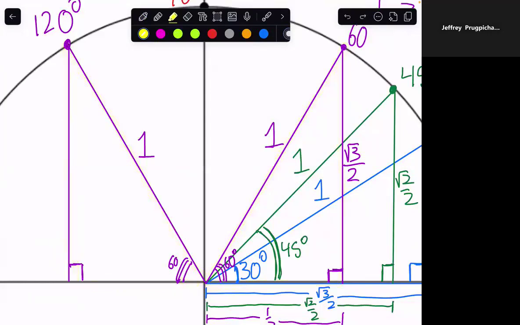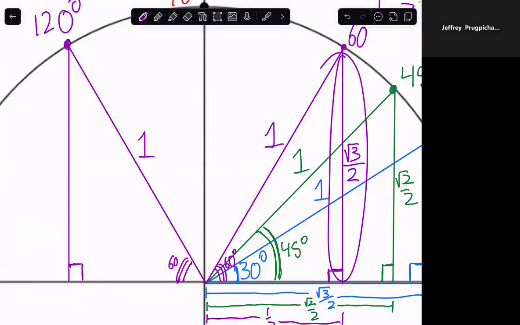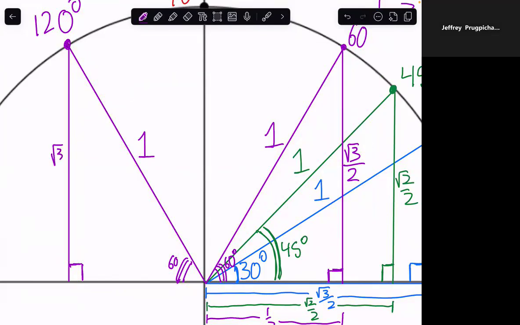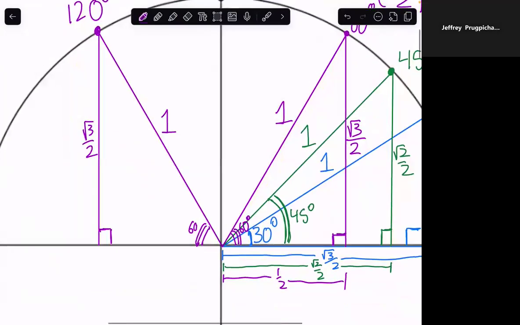Okay, so first, the vertical side. So this side reflects over here, and it's exactly the same, right? It's radical 3 over 2 units upward. Okay, but here's where things get different.